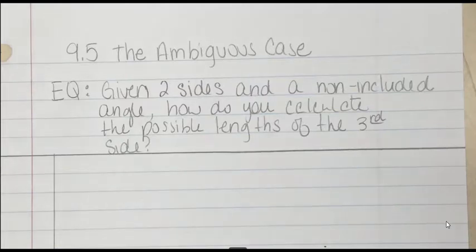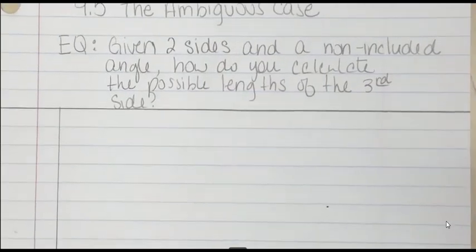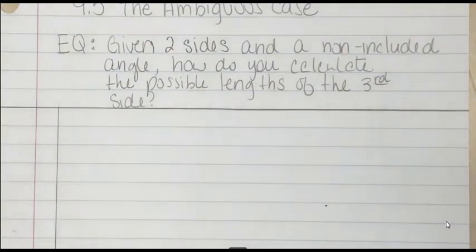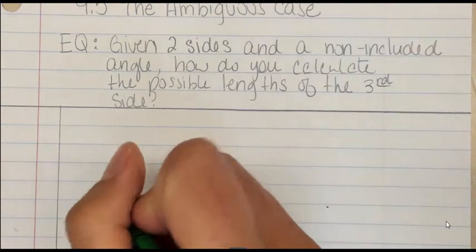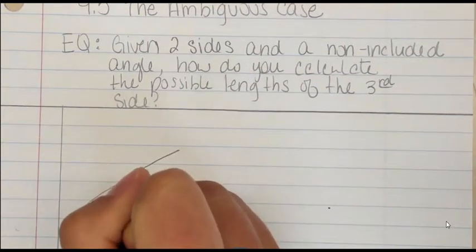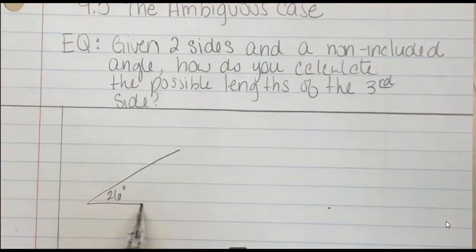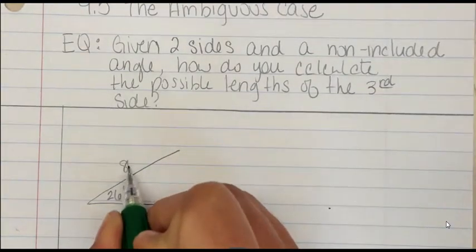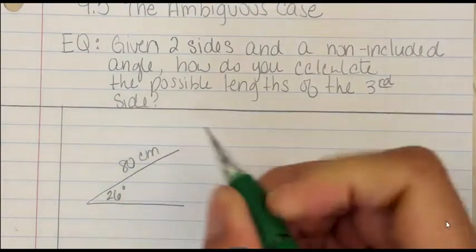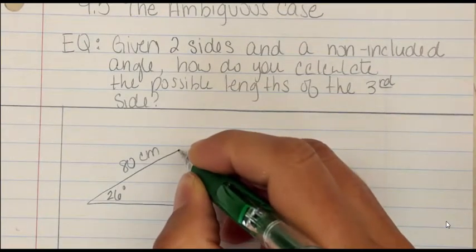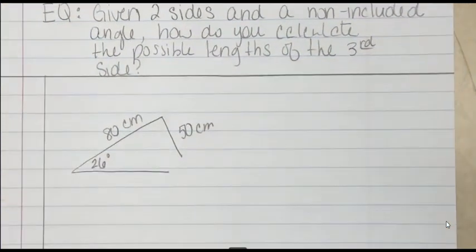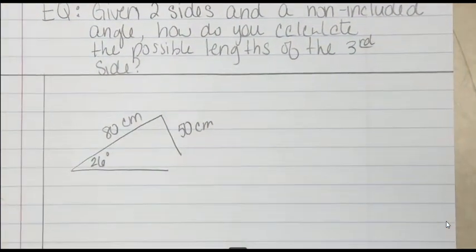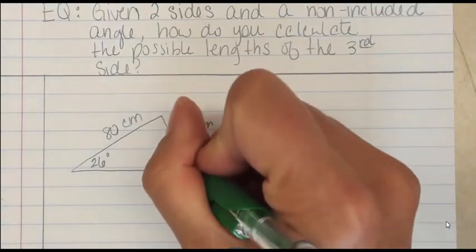Okay, so that was a nice reminder of the ASS case. And now we're going to go ahead and apply this to using the law of sines and the law of cosines. Okay, so let's say, for example, I have a 26-degree angle. And I know that this side is 80, we'll call it centimeters. And this side over here is 50 centimeters. What I could potentially have here is two different triangles, okay?